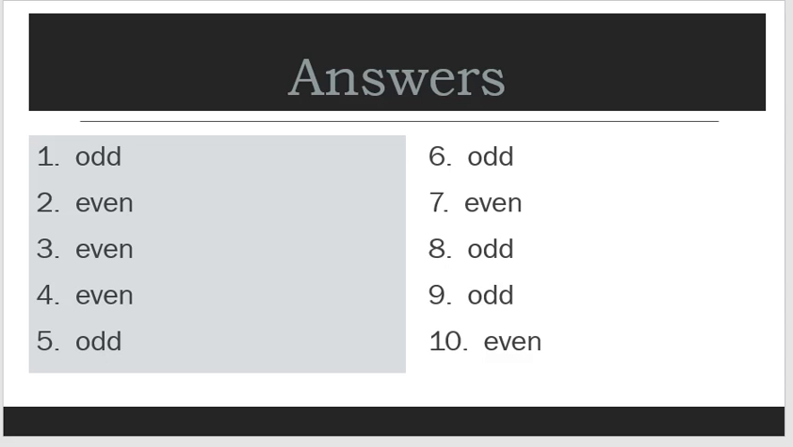Answers. Number 1 is odd. Number 2 is even. Number 3 is even. Number 4 is even. Number 5 is odd. Number 6 is odd. Number 7 is even. Number 8 is odd. Number 9 is odd. Number 10 is even.